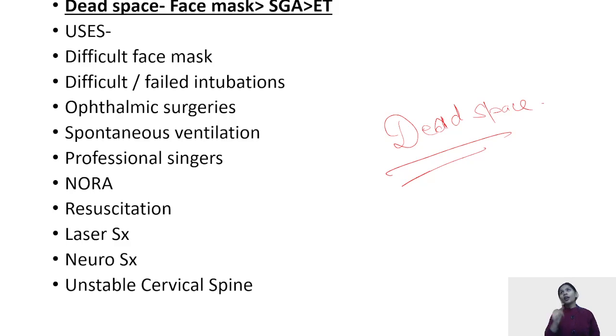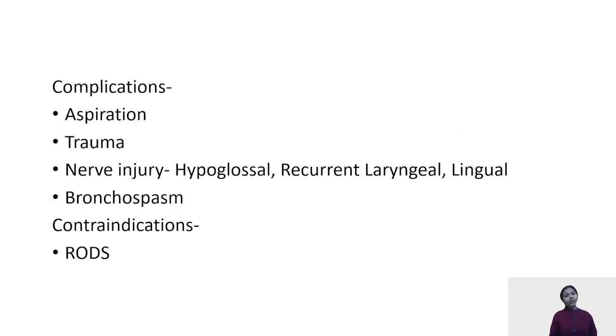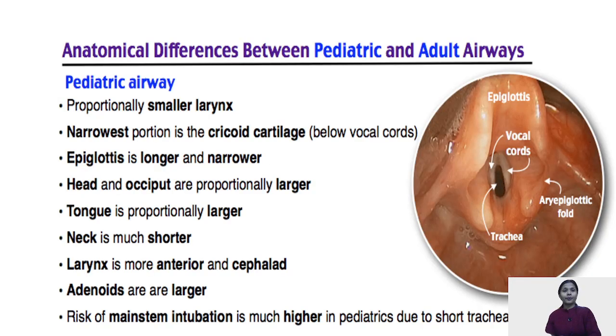For example, a fibroadenoma case can be done on spontaneous ventilation. You need not give skeletal muscle relaxant to the patient. Or there is a lipoma on the arm that can be done under spontaneous ventilation. Then for resuscitation purposes this can be used, and in those patients who have a cervical spine instability, in those cases also LMA can be preferred. The complications of LMA: aspiration, trauma, bronchospasm chances are very high. Contraindications I've already told, that are the same.